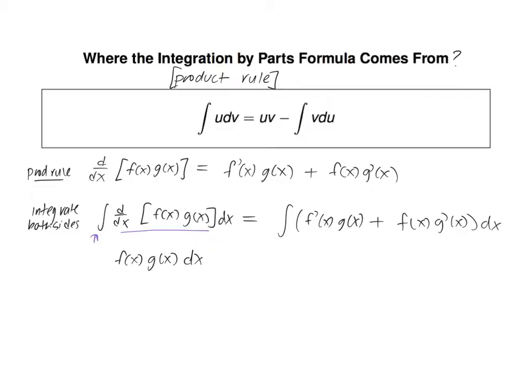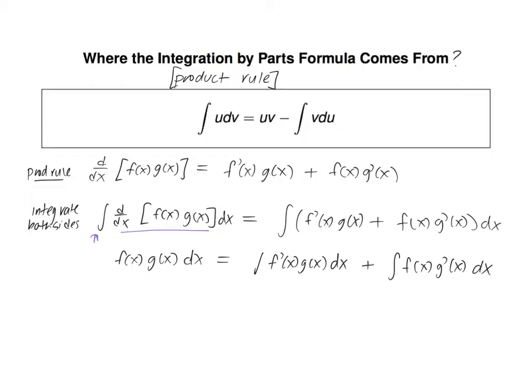And then on the right, when you have an integral of two things added together, you can integrate the first term and the second term, right? Kind of like integrating x squared plus 2, right? You can integrate x squared and integrate 2. So you have the integral of f prime of x, g of x, dx, plus the integral of f of x, g prime of x. So far, so good?